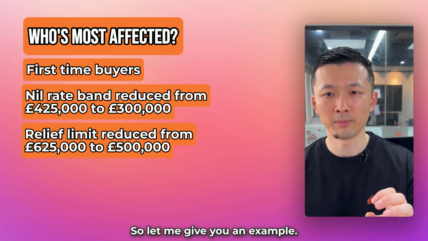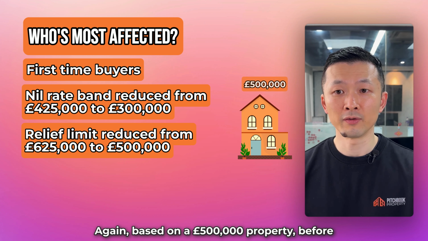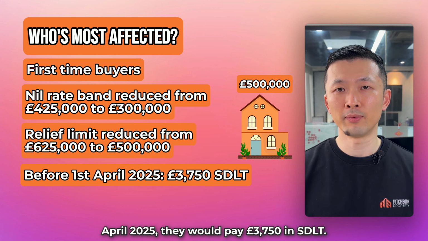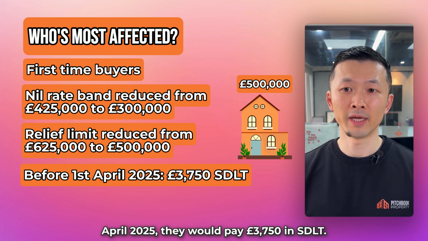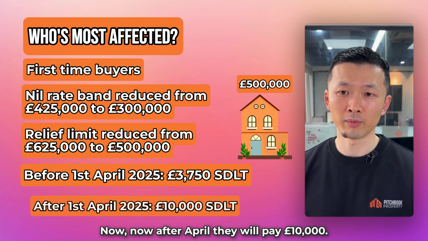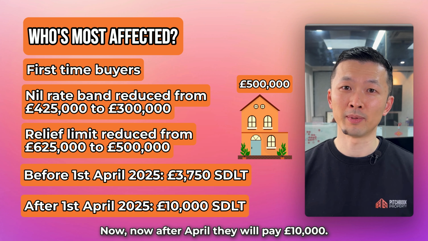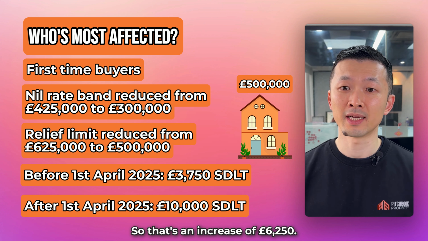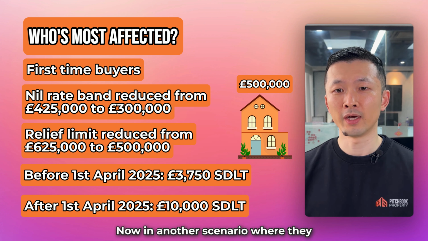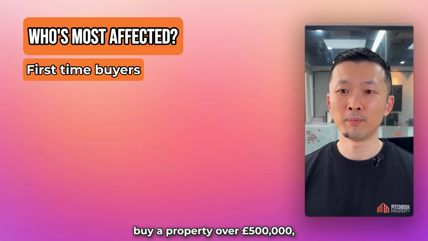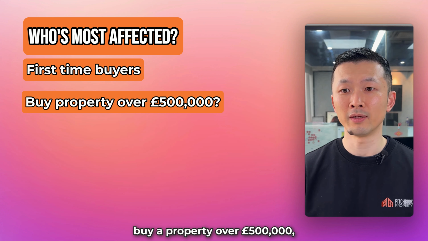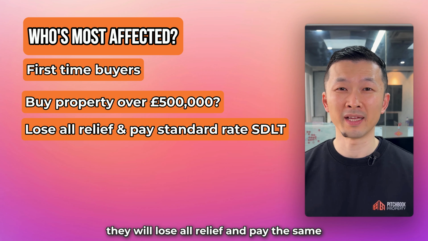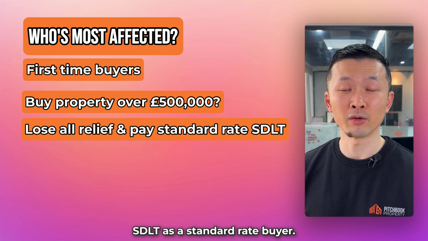So let me give you an example. Again, based on a £500,000 property, before April 2025, they would pay £3,750 in SDLT. Now, after April, they will pay £10,000. So that's an increase of £6,250. Now, in another scenario where they buy a property over £500,000, they will lose all relief and pay the same SDLT as a standard rate buyer.